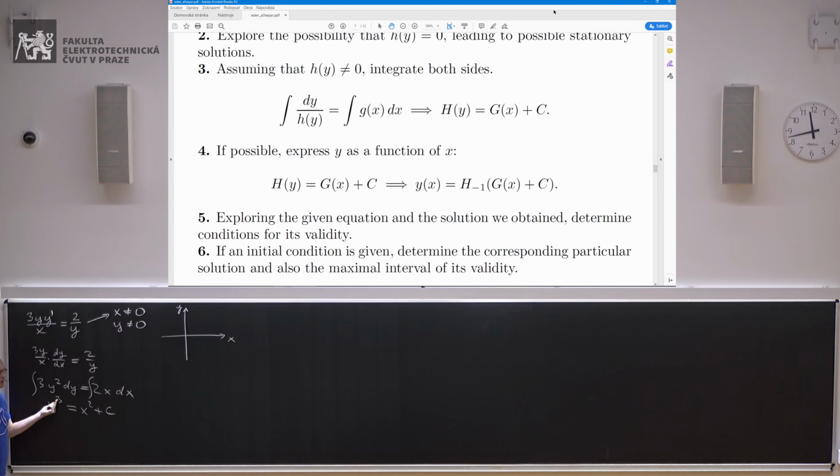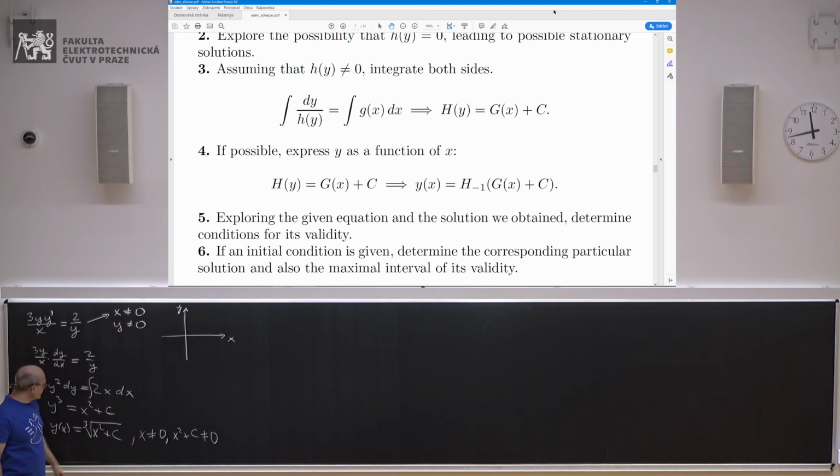Now the cubic power is invertible, no problem there. y of x is equal to the cubic root of x squared plus c. Now, what are the restrictions? Very important. Well, first of all, x should never be 0. The second source of trouble comes from y not being allowed to be 0. So x squared plus c should also never be 0.